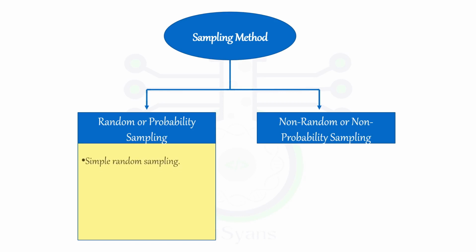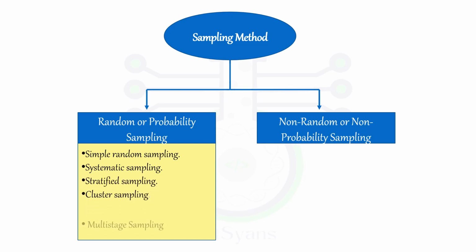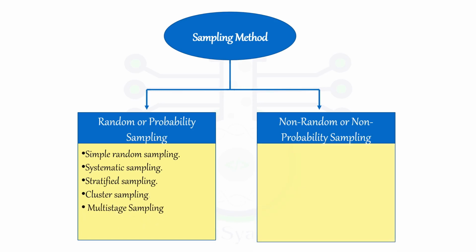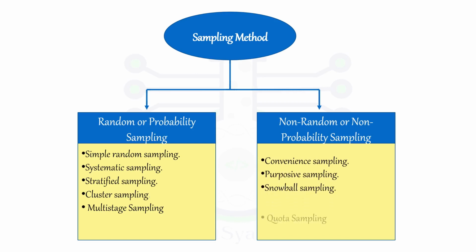Random sampling is further divided into simple random sampling, systematic sampling, stratified sampling, cluster sampling, and multistage sampling. Non-random sampling is further divided into convenience sampling, purposive sampling, snowball sampling, and quota sampling. Now let's understand random sampling in more detail.